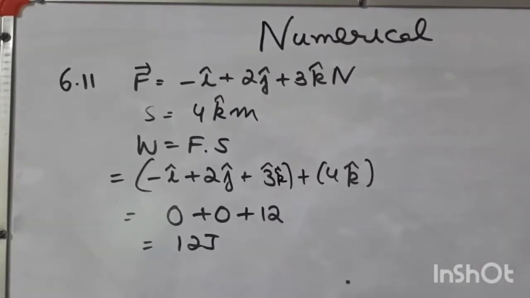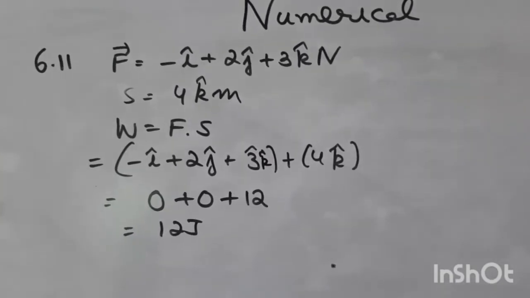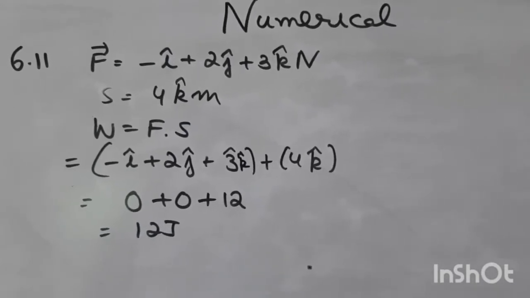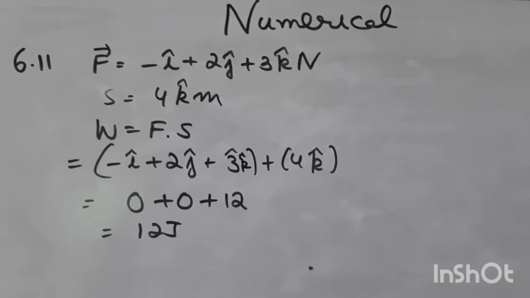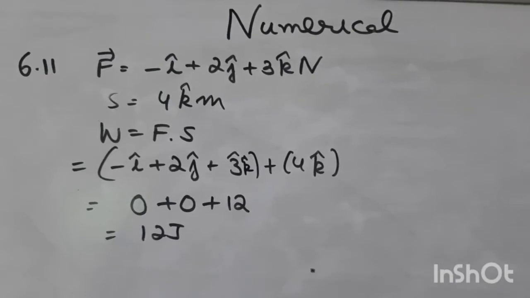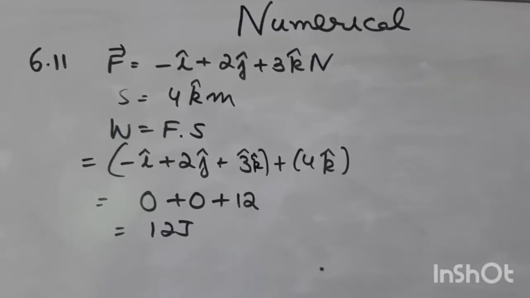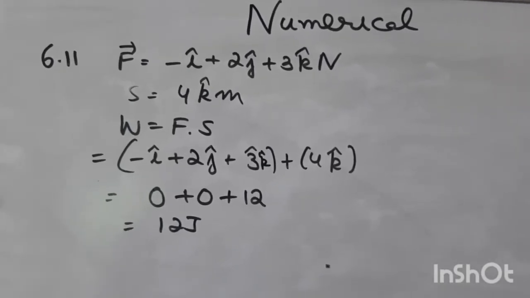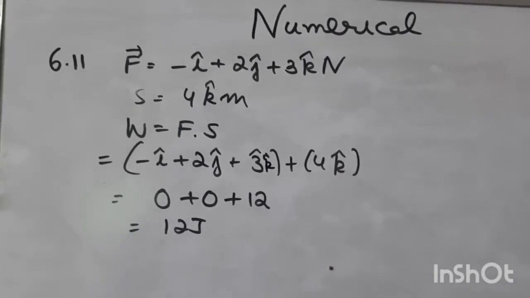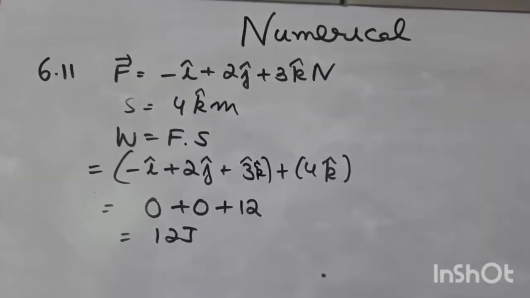So here students, the force is given as -i cap + 2j cap + 3k cap Newton. Displacement is 4k cap meter. We know that there is a constant force acting. So for a constant force, work done is equal to the dot product of force and displacement. Here the displacement only contains the unit vector k cap. So the components of i cap and j cap will be 0 and k cap dot k cap is equal to 1. So we have 0 plus 0 plus 12. So the work done by this constant force is equal to 12 joule.